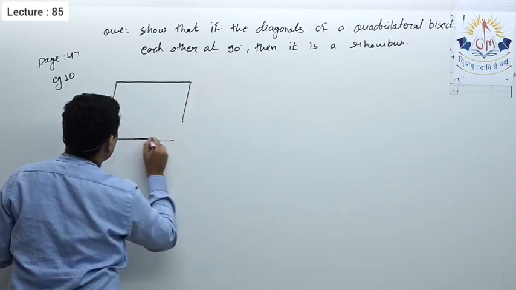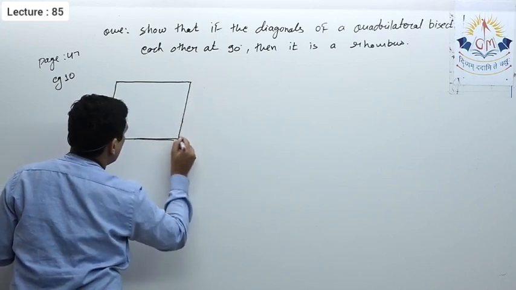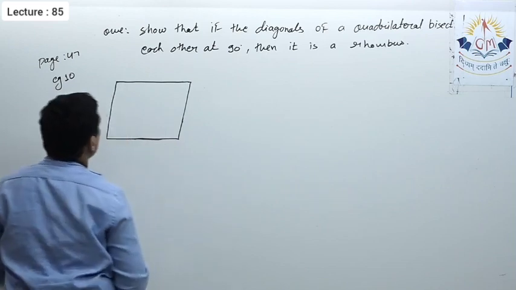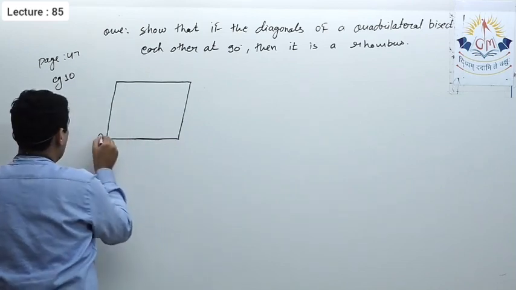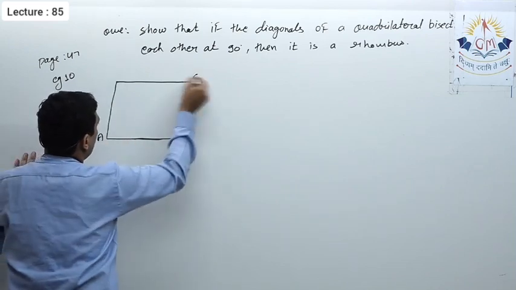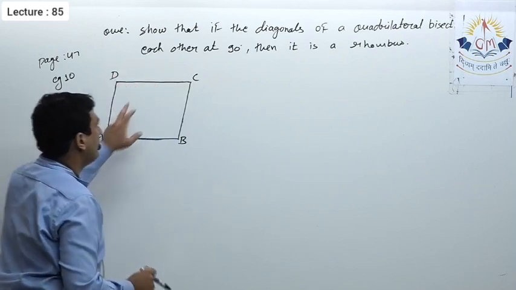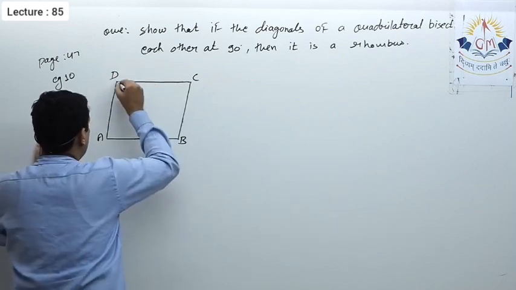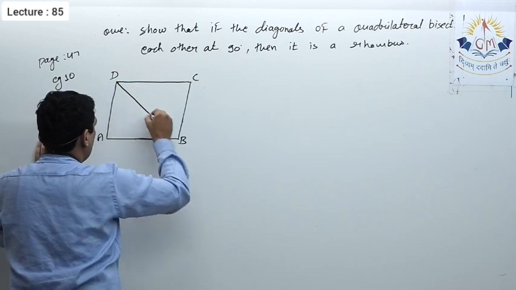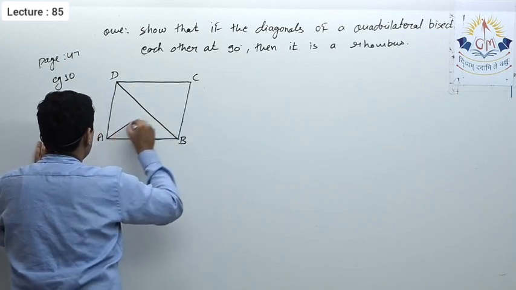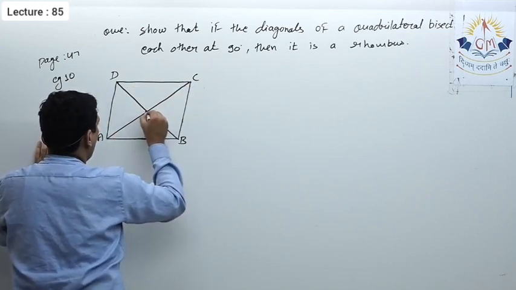Okay, you have to prove that this quadrilateral will be a rhombus. So here it is given ABCD is a quadrilateral. Show that if the diagonals of the quadrilateral bisect each other. So it is something like this. Let this be point O.